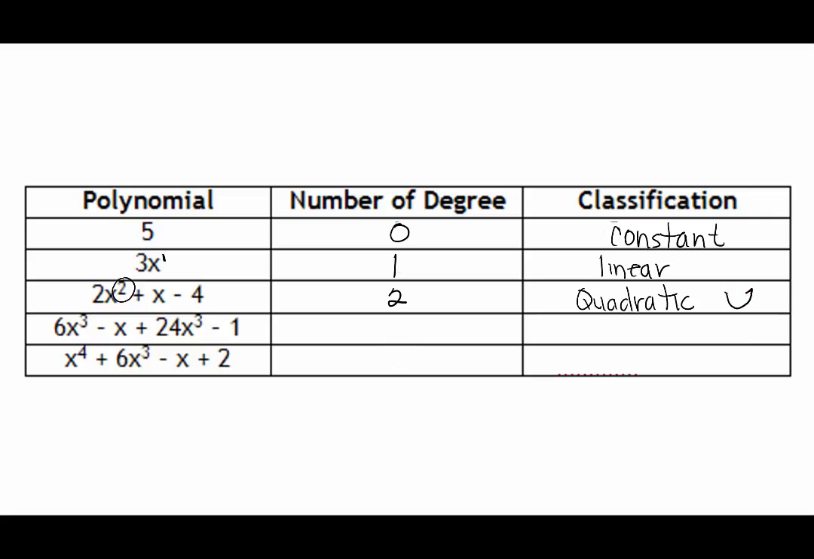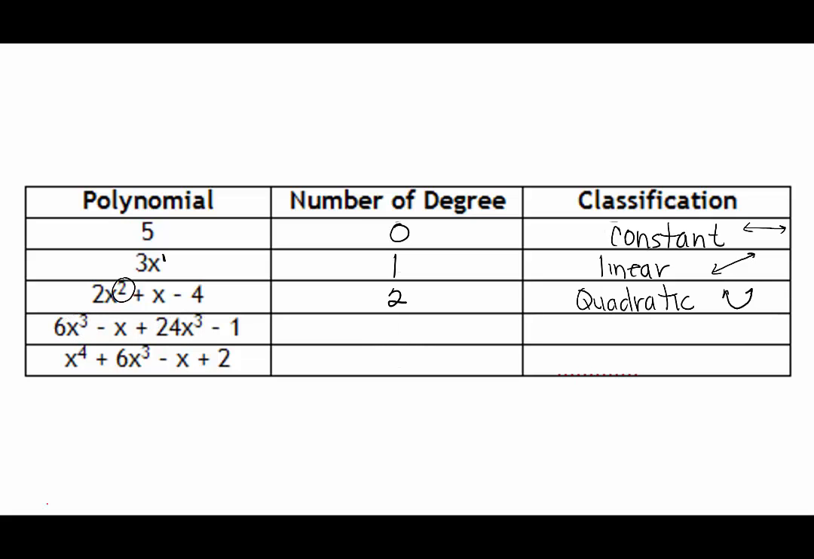Exponent of 2 will make a U when you graph it. Linear will make a line. Constant, if you graphed it, would make a horizontal line. The next polynomial has a degree of 3 because the highest exponent in the polynomial is 3.